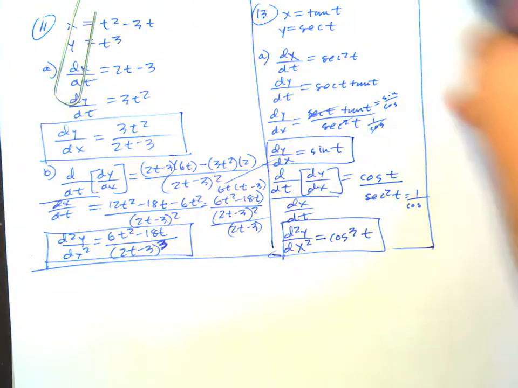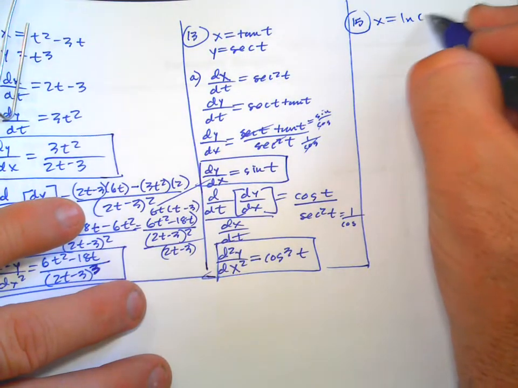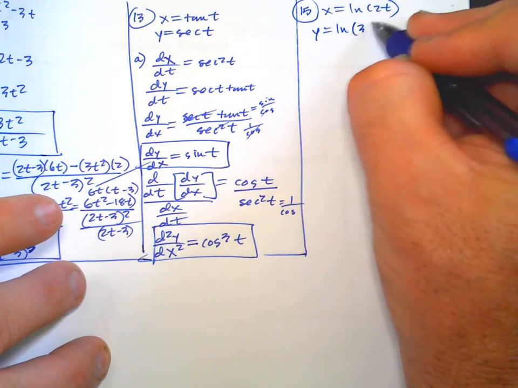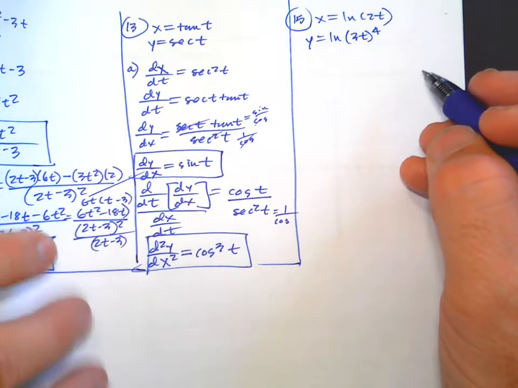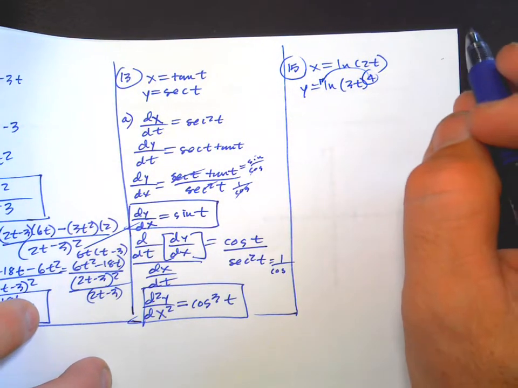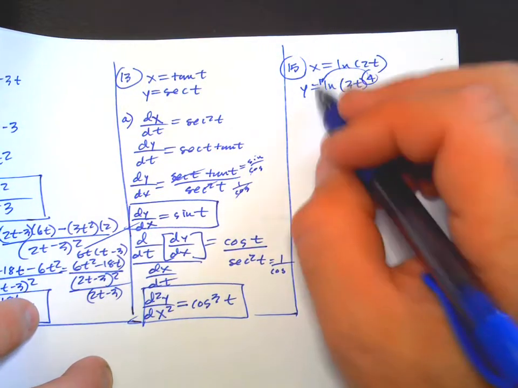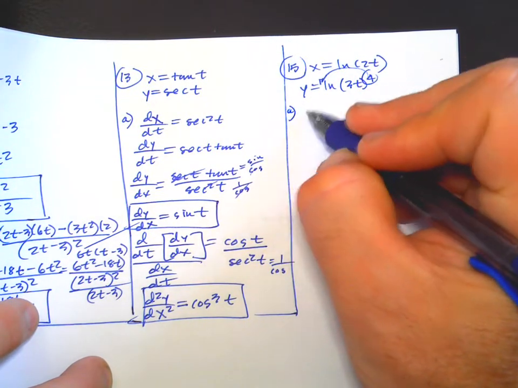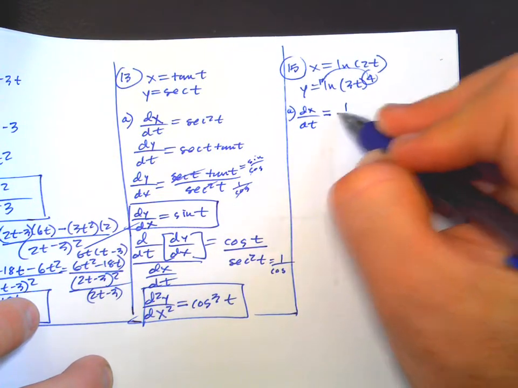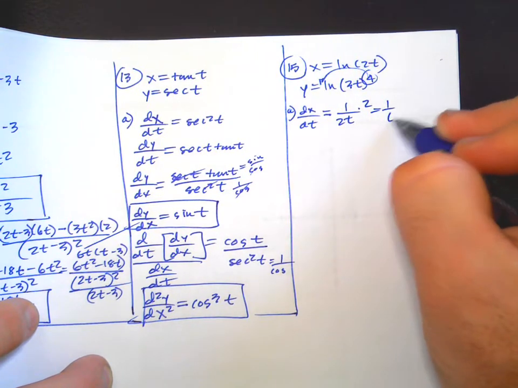Let's see, 15 is... now when we take derivatives of natural log, a lot of times we use log rules to help it out. So we could break this up. I mean, we could do even more than that, but that one right there by itself is going to be helpful, I think. So it's going to be 1 over 2t times derivative of what's inside. So it's going to be 1 over t.